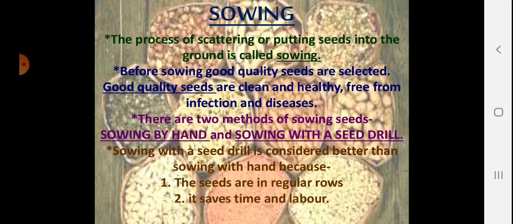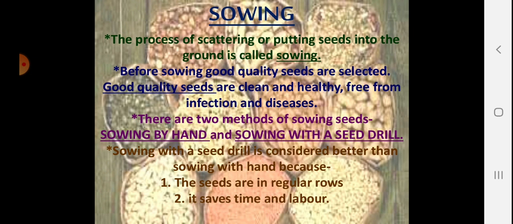Second step we had was sowing, and as we have discussed in our previous slide, sowing is the process of scattering or putting seeds into the ground. Before sowing, good quality seeds are selected. So already we have done an activity on this.